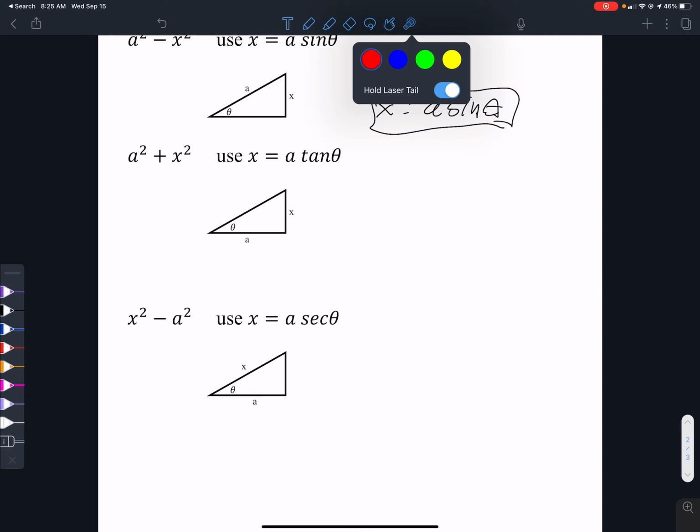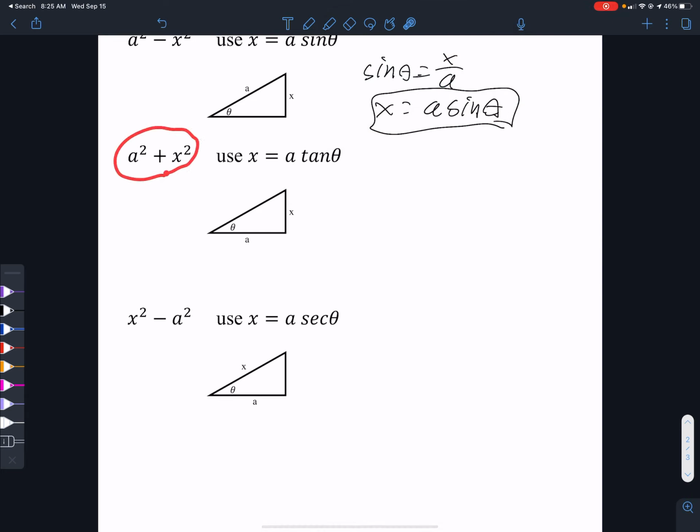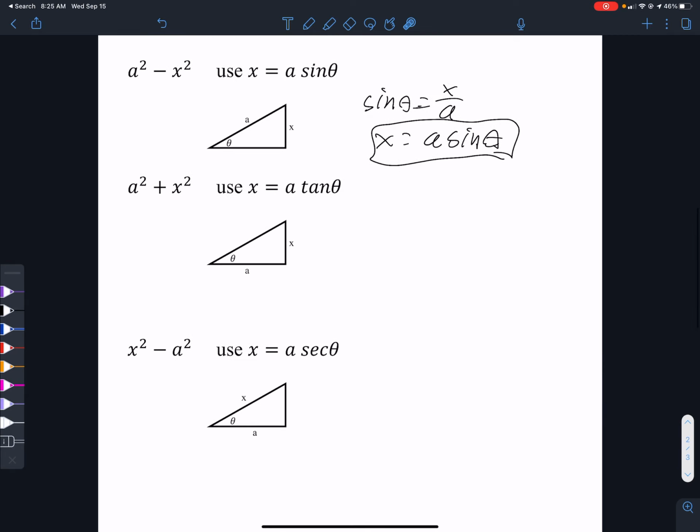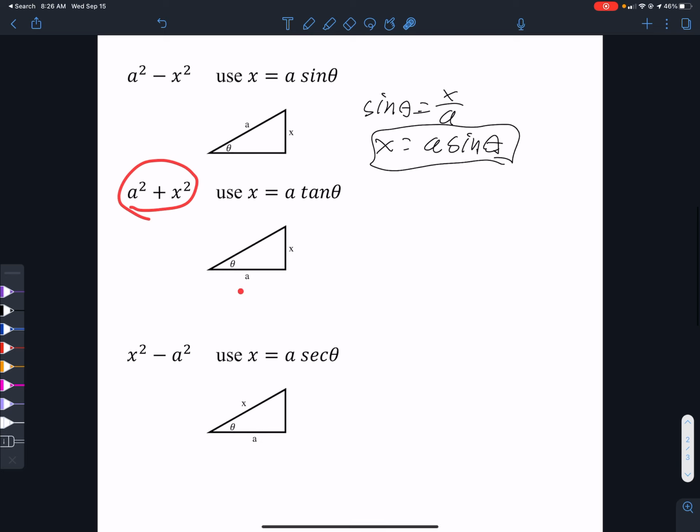Now the next one, when you think of that, a squared plus x squared, you should think, again, if this were a triangle, how do you get an a squared plus x squared? You should be thinking Pythagorean theorem, a squared plus x squared. So it has to be these two. Again, why a squared minus x squared? In a Pythagorean theorem, it's going to be hypotenuse squared minus leg squared to get the missing side. So if you want an a squared plus x squared, it's got to be the legs squared.